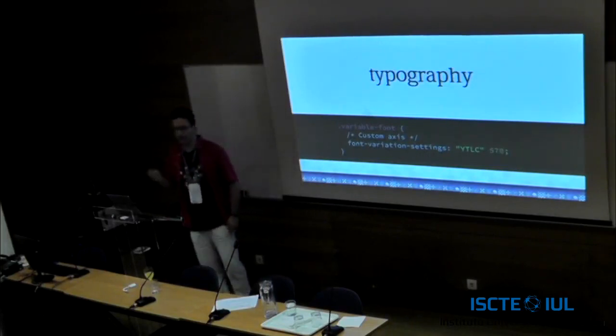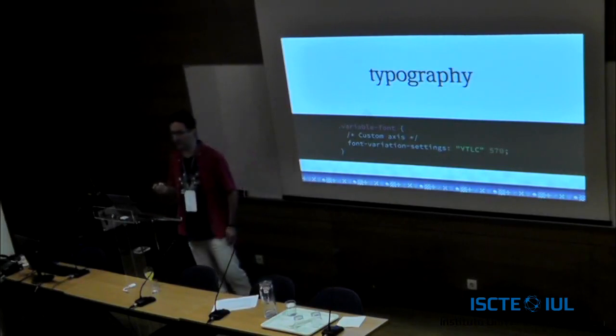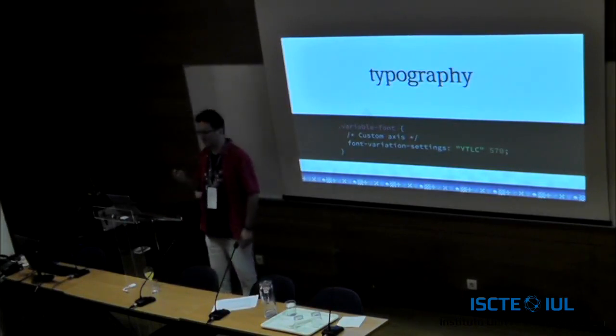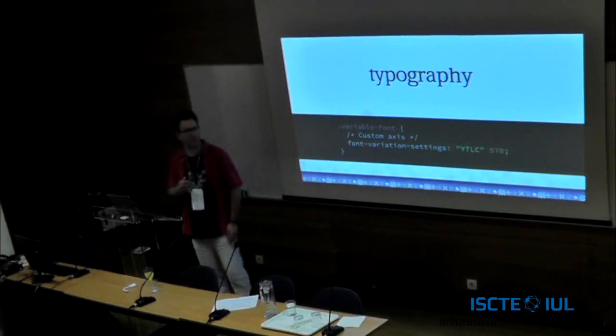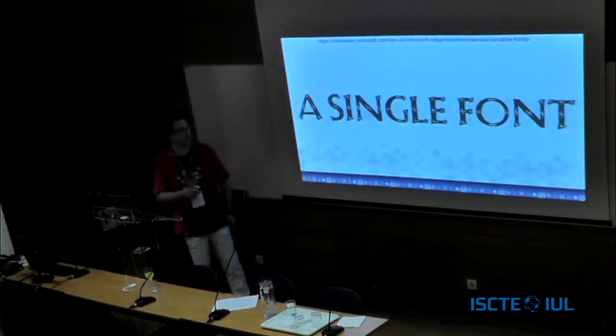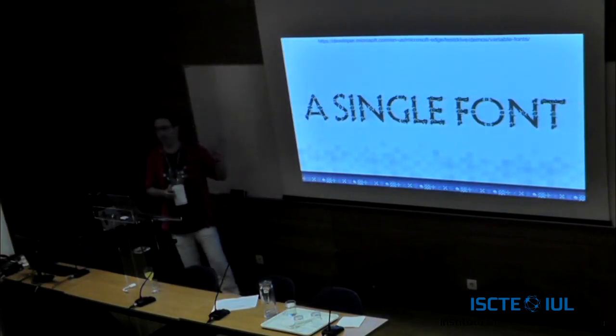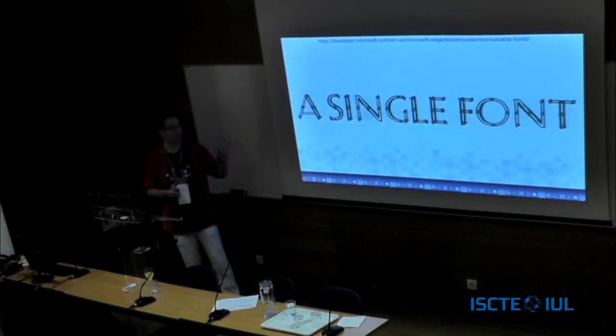But for example, we have the font Decovar, which has a lot of custom axes. And when I say a lot, I mean a lot. Just check this. This is one font only. One variable font with a lot of custom axes.